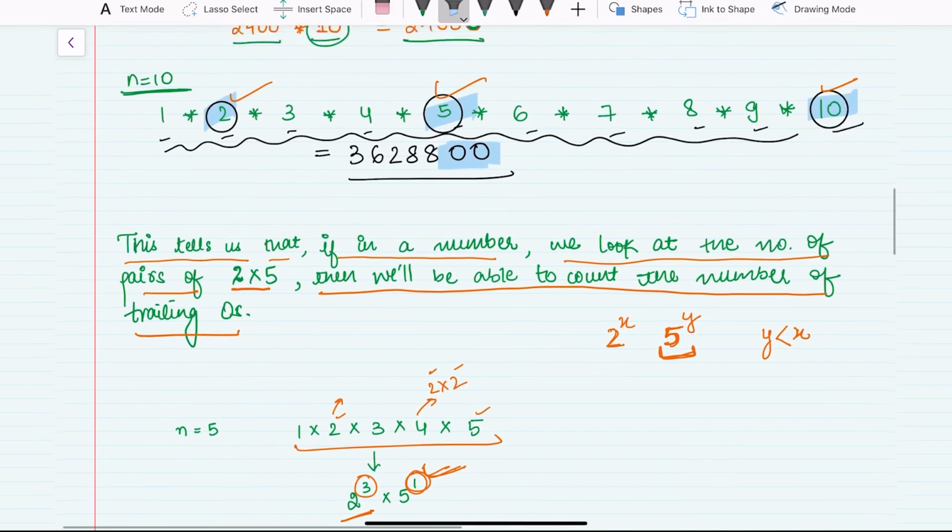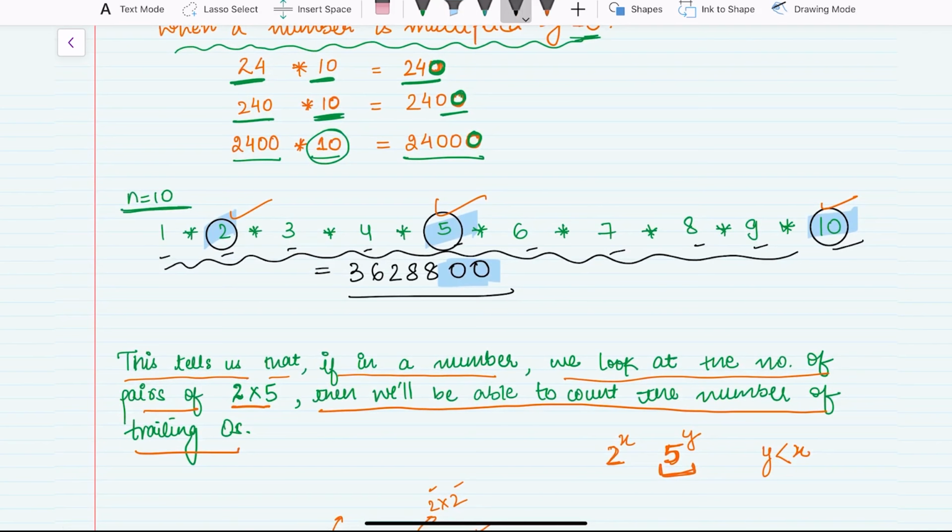So let's look above with the help of the example. In this case, every alternate number is a multiple of 2: this is a multiple of 2, 6 is a multiple of 2, 8 is a multiple of 2, then 10 is a multiple of 2. So at every second number, we are able to find a multiple of 2, which will give us the number of 2's, right? And every fifth number is going to be a multiple of 5 that will contribute to the power of 5, right?